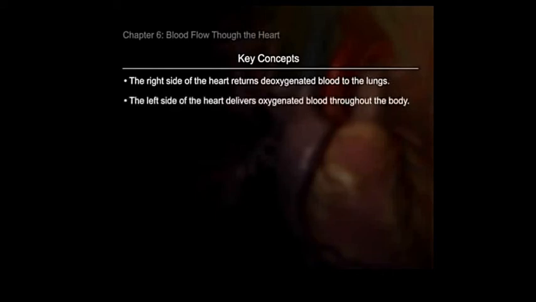Key concepts in this section. The right side of the heart returns deoxygenated blood to the lungs. The left side of the heart delivers oxygenated blood throughout the body.